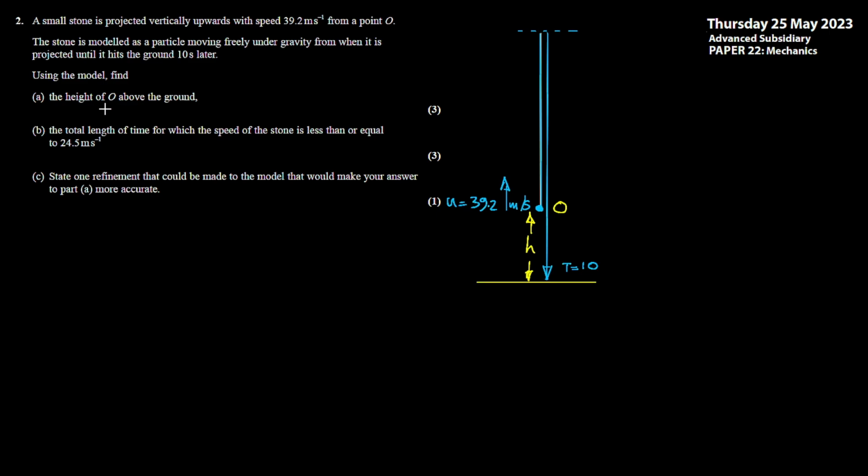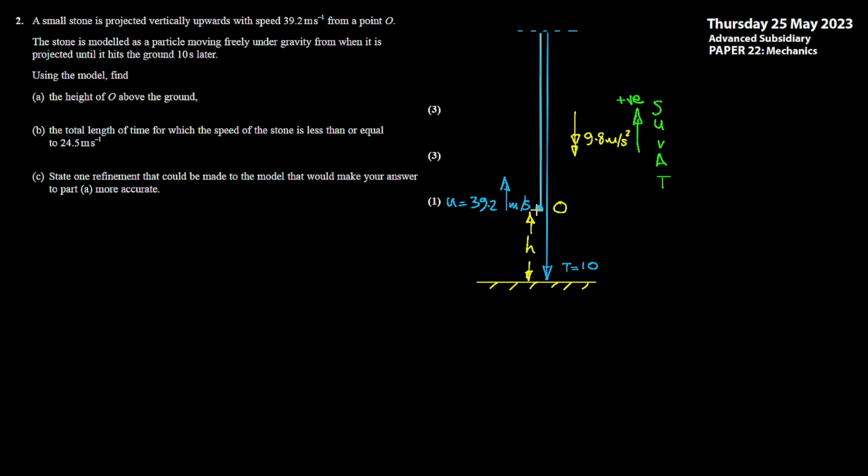Using the model, we've got to find the height of its starting position, which is O, above the ground, which is here. So I've set up my SUVAT variables. I've put on the acceleration, which is downwards at 9.8 meters per second squared. And we've got to choose a direction for SUVAT to work in. And I'm going to choose upwards as positive.